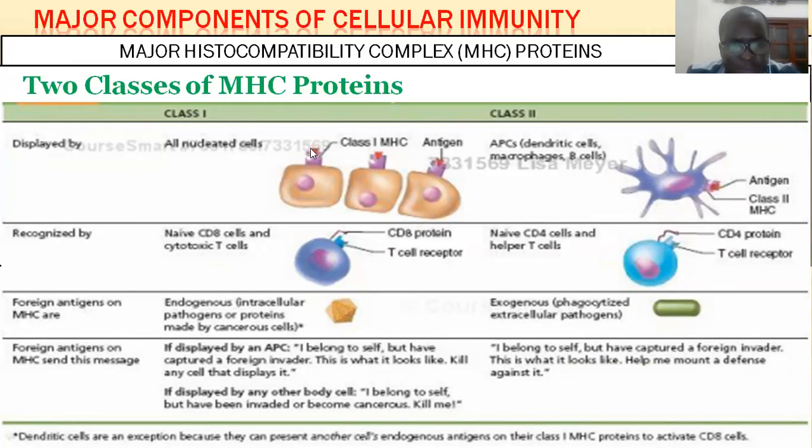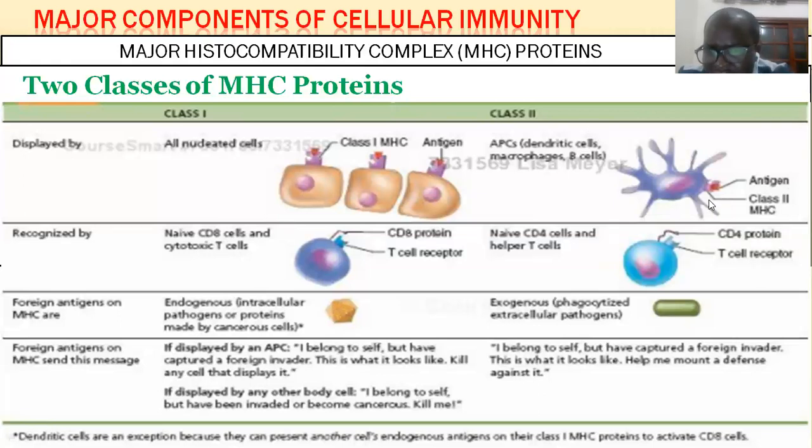Those that are expressed by class 1 will be recognized by naive CD8 cells, the CD8 cytotoxic cells. The CD8 are found on the cytotoxic T cells. These are special types of proteins found on the plasma membrane called cluster of differentiation. So the cytotoxic T cells express cluster of differentiation 8, a special protein that also has a function. On class 1, they are recognized by cytotoxic T cells. That's why cells infected with a virus, which express major histocompatibility complex class 1, can be bound and destroyed by the cytotoxic T cells.